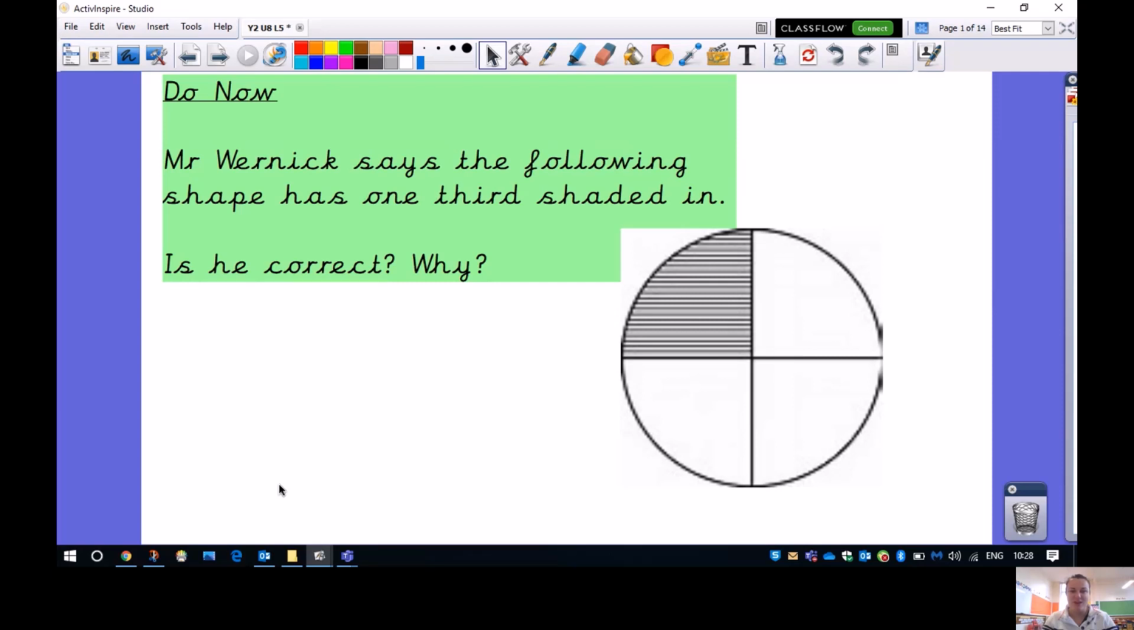Let's check together. We know that for it to be 1/3 shaded in, our whole has to be 3. How many parts has our whole been equally split into? 1, 2, 3, 4. Can it be 1/3 shaded in? No, it can't, can it? Because we know our shape has been split into quarters. And how many quarters have been shaded in? 1. 1/4 of the shape has been shaded in, not 1/3.